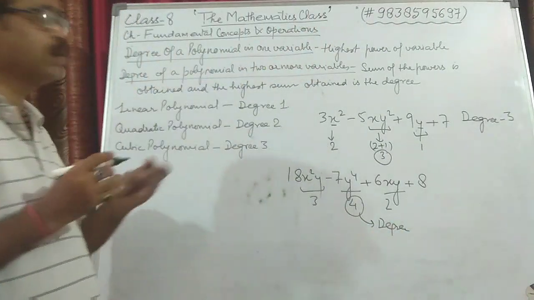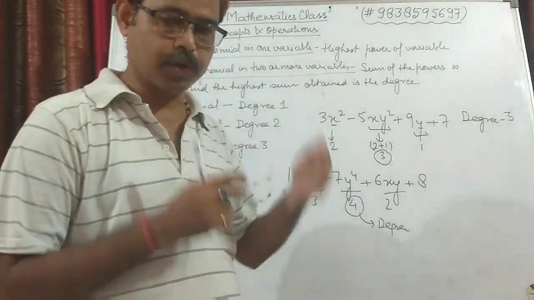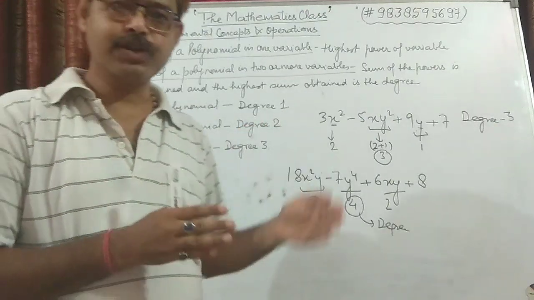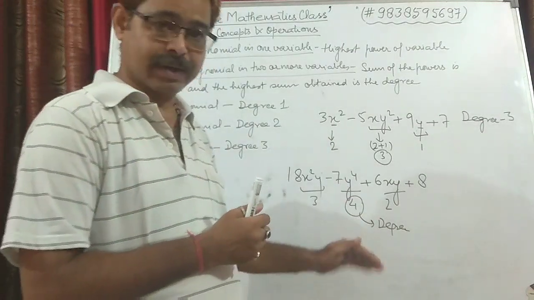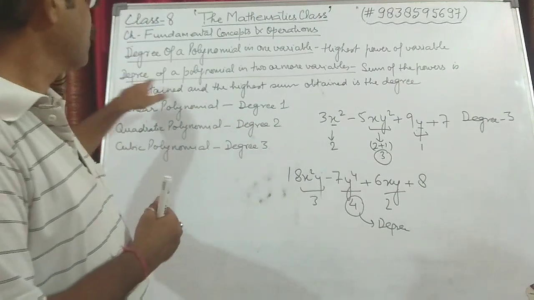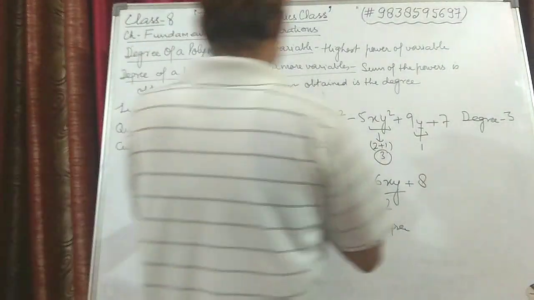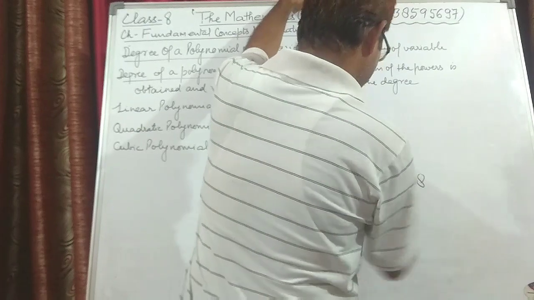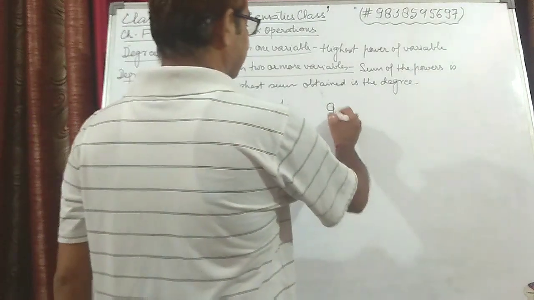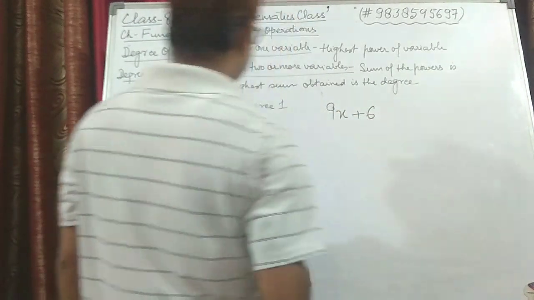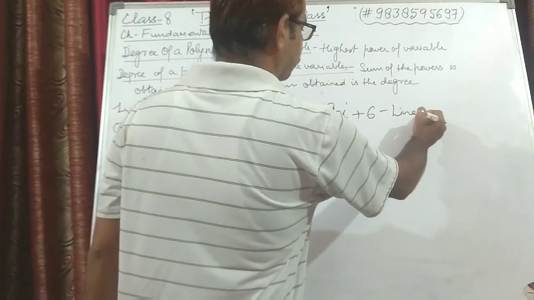If you have a polynomial containing two or more variables, we add the powers of the variables, and whichever term has the highest sum, that number makes the degree of the polynomial in two or more variables. Now next we'll move on to what is a linear polynomial. A linear polynomial is simply a polynomial whose degree is 1. Suppose I say 9x plus 6. Its degree will be 1. So this is a linear polynomial.